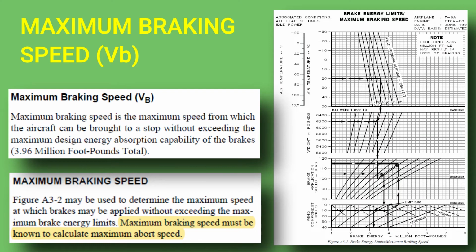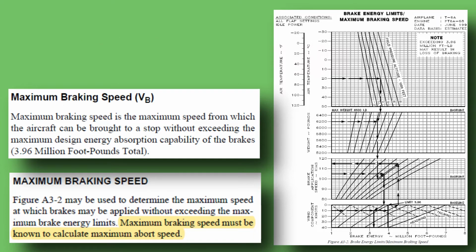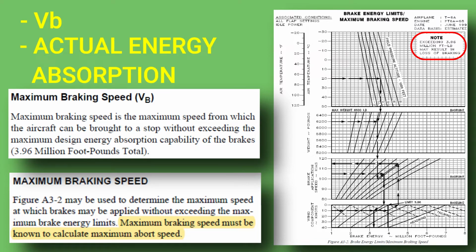Next we'll calculate VB, max braking speed. As you likely already know, VB is the speed at which brake failure is expected. This chart is somewhat confusing to use, but if used correctly, it provides the brake application speed at which 3.96 million foot-pounds is reached, as well as the expected energy absorption at actual brake application speed.